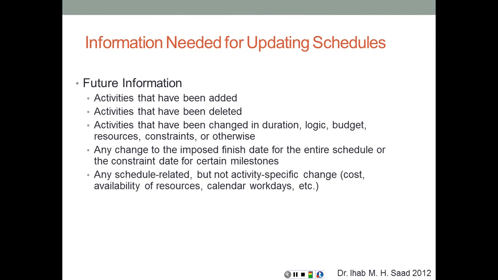And finally, any schedule-related but not activity-specific change. So cost, availability of resources, calendar work days. If, for example, we're going to need to work 6 days a week instead of 5 just to recover some of the delays that we've had in the past, how is that going to affect our budget and our total cost and so on?